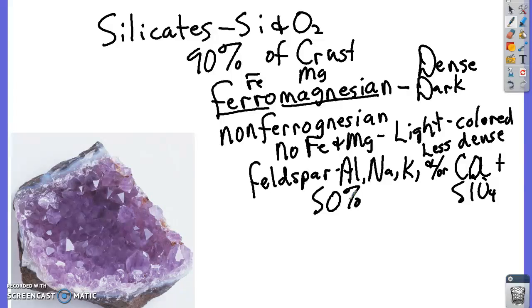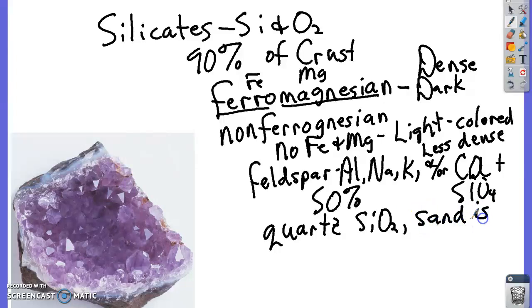Now the other main groups, this is basically something plus silicon oxide. The other main part of the non-ferro is just quartz. And quartz is just SiO2. In other words, it's just silicon and oxygen. Most sand is made of small pieces, and usually it's quartz sand. So it's one of the most common minerals around.